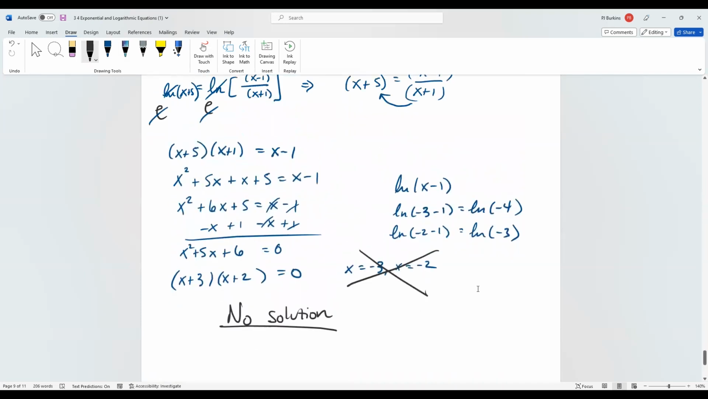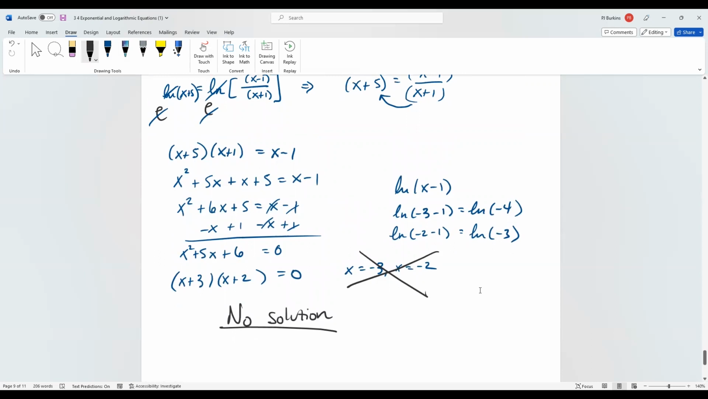And that concludes section 3.4 on exponential and logarithmic equations.